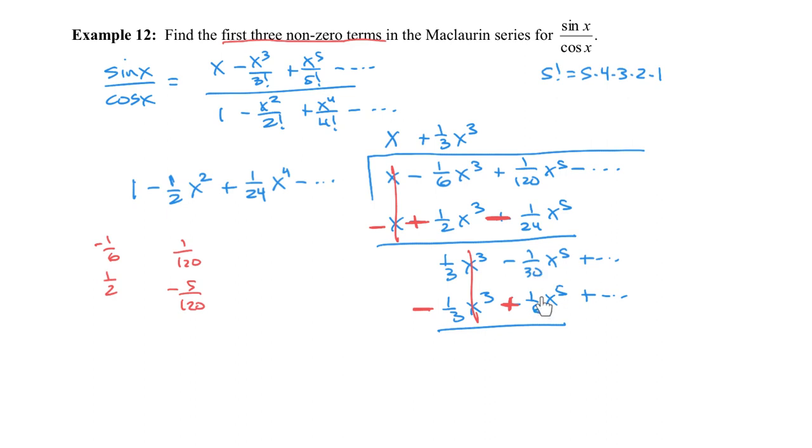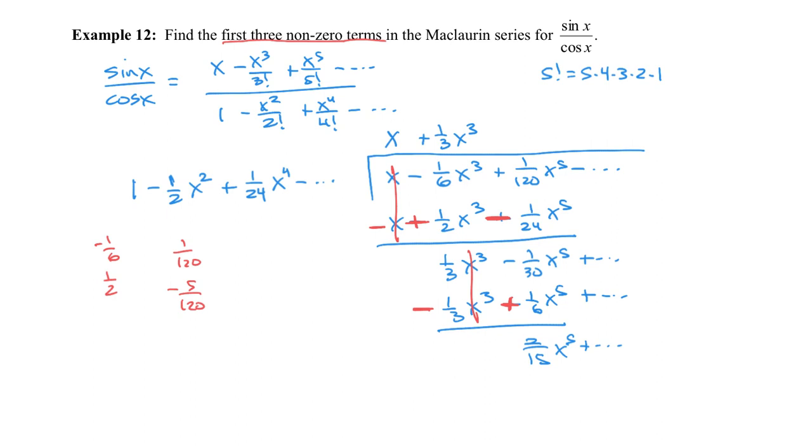Now, this is the same as 5/30, right? So it would be 4/30 or 2/15. So when we add these, we get 2/15 x to the 5th plus dot, dot, dot.